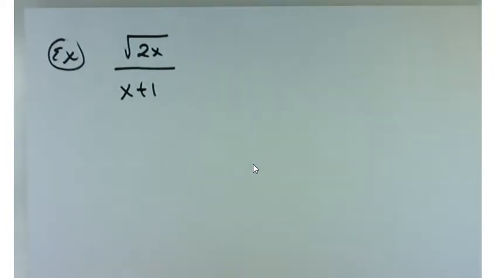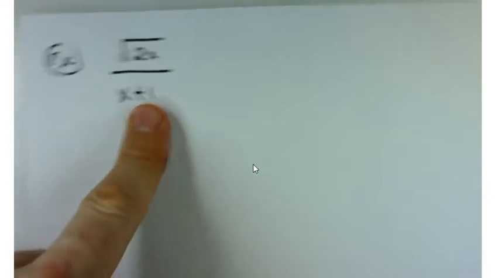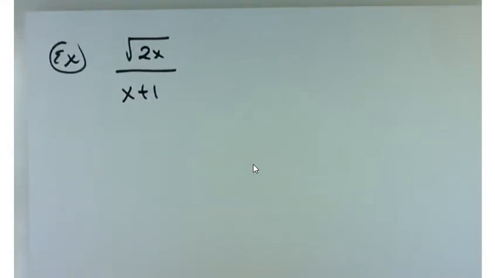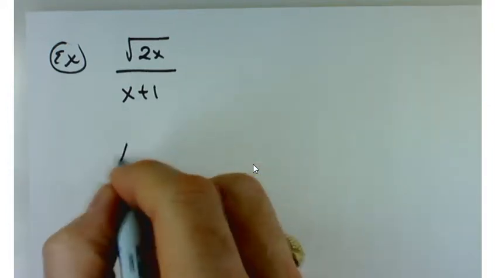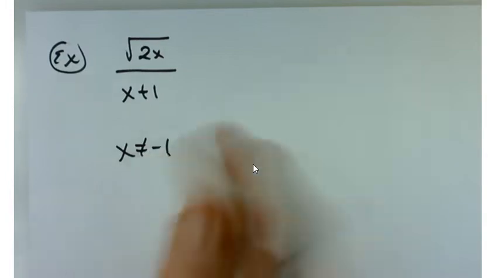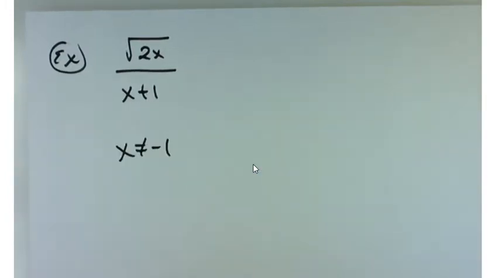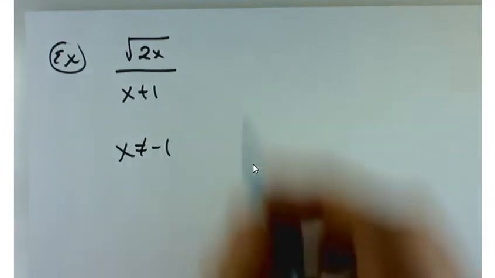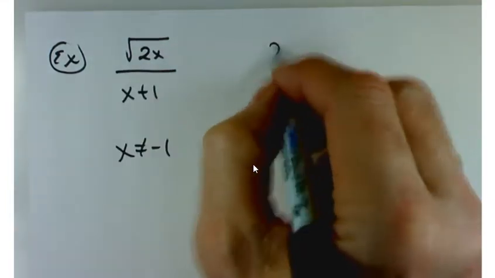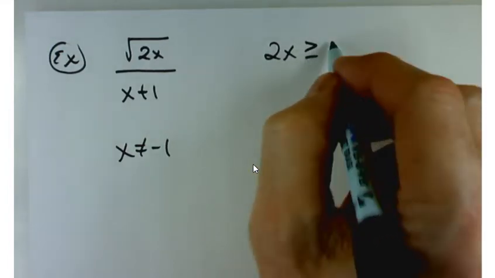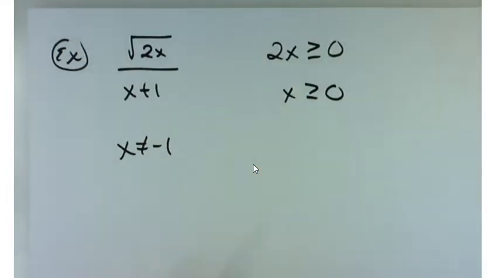Okay, so there's two concerns with this problem. What's the concern down here? That it equals 0, right? So x can't equal -1, otherwise that'd be 0. But how about the numerator? Is there any concern up there? Yeah, this can't be negative. 2x has to be greater than or equal to 0. And that means x has to be greater than or equal to 0. So you've got both of these two concerns.